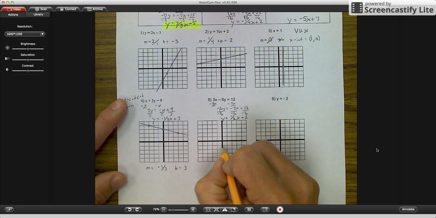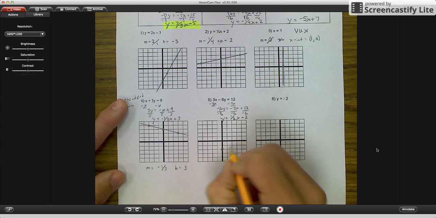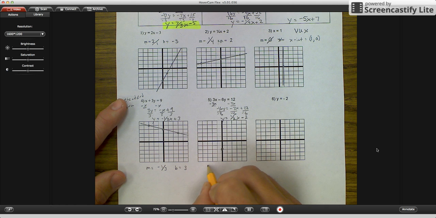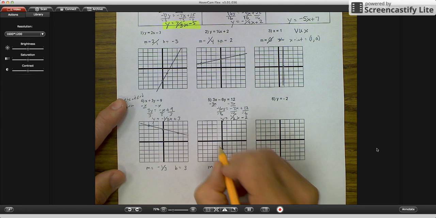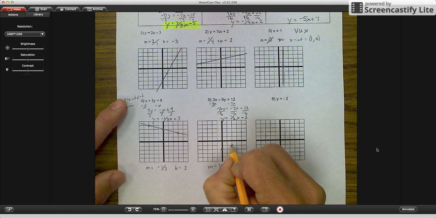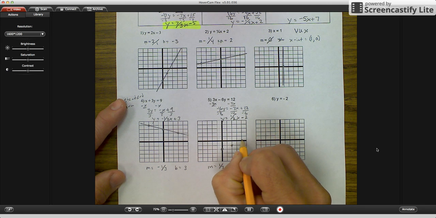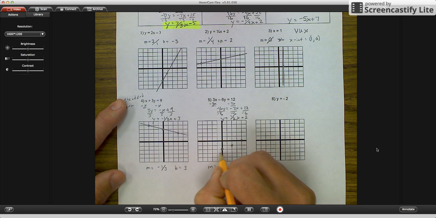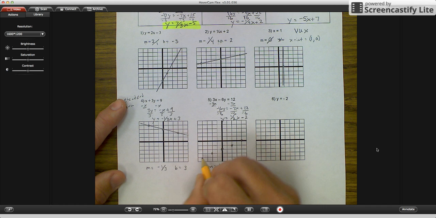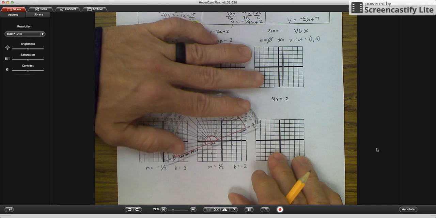So we go down to negative 2. That's our y-intercept, right? Our slope is 1/2. Our y-intercept is negative 2. So down to negative 2, and then up 1 to the right 2. We could go again, 1 to the right 2, and then we could go down 1 to the left 2, down 1 to the left 2, and then you have your line.